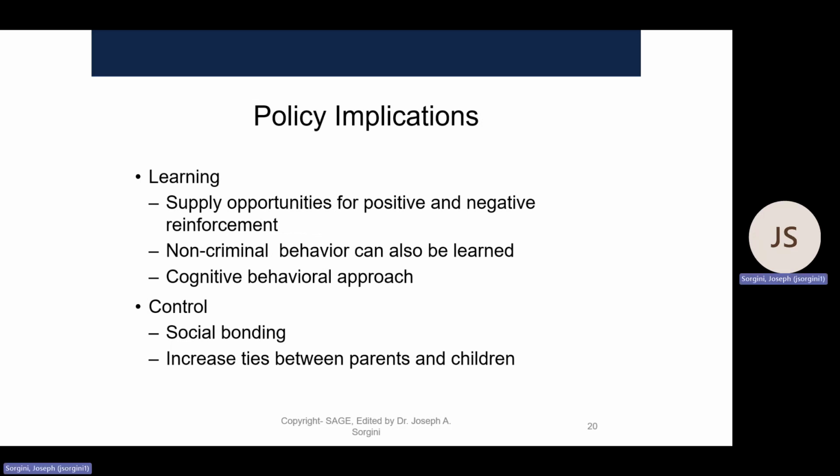So the biggest one was learning. As you can see here, we need to create opportunities for growth, and particularly, when we talk about positive reinforcement, reinforcing the behaviors we want, and negative reinforcement, stating the behaviors we don't want. To ensure people don't learn from criminal behavior, to retrain their brains cognitively to stay away from risky behavior, and to ensure that parents and children and the rest of society stay bonded to one another and committed.